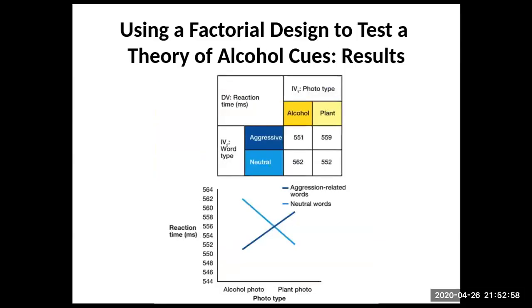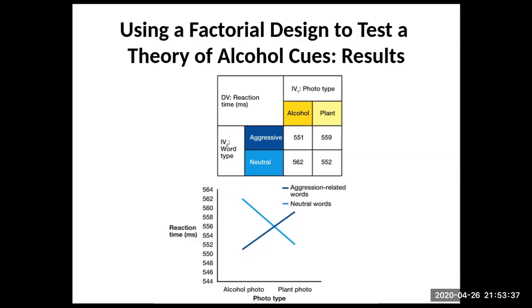So what we see here, and again, you don't even need to know what the numbers are at first, but you can look down at the bottom. Alcohol photo, plant photo. The lines are dark blue, aggression-related words, light blue, neutral words. What we see is for an alcohol photo with aggression-related words, it took the shortest amount of time, although plant photos with neutral words were almost as fast.